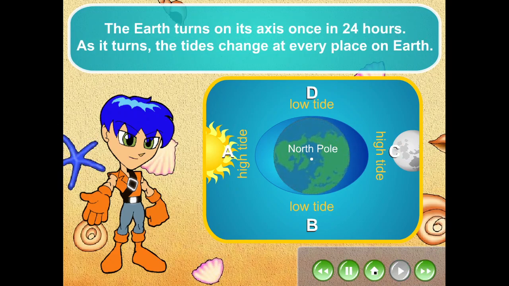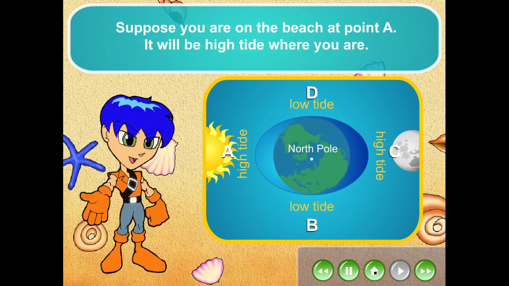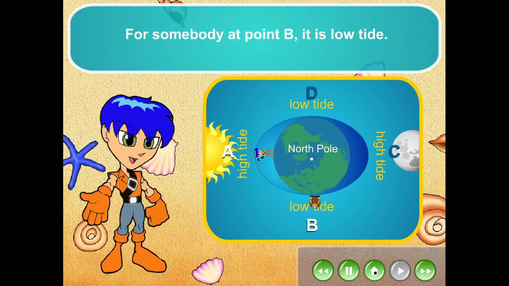The Earth turns on its axis once in 24 hours. As it turns, the tides change at every place on Earth. Suppose you are on the beach at point A. It will be high tide where you are. For somebody at point B, it is low tide.